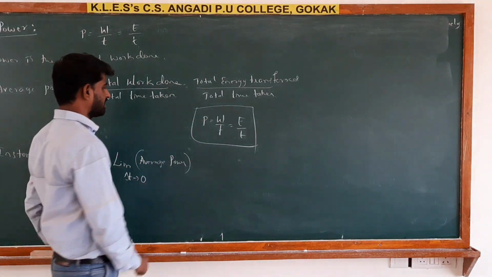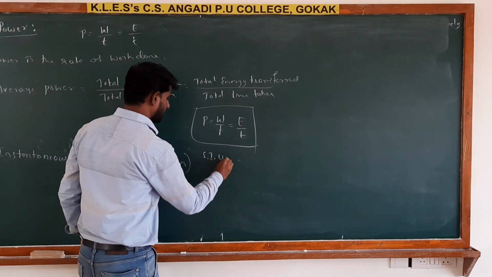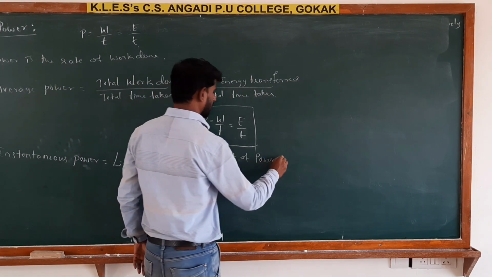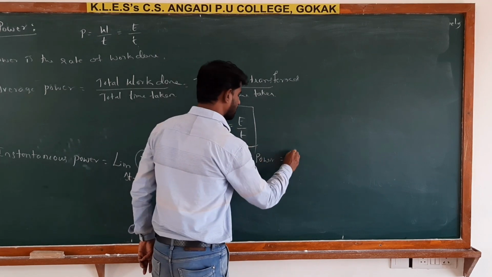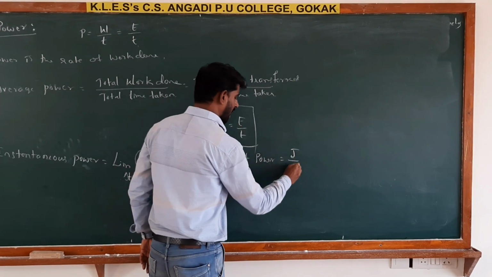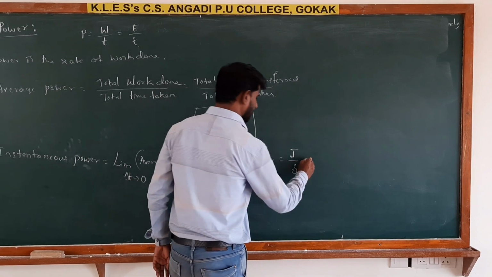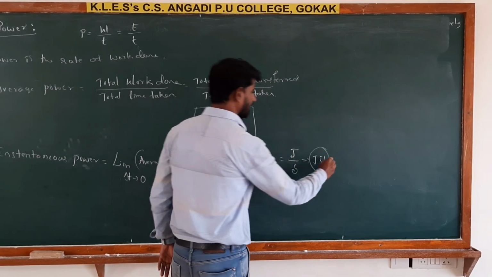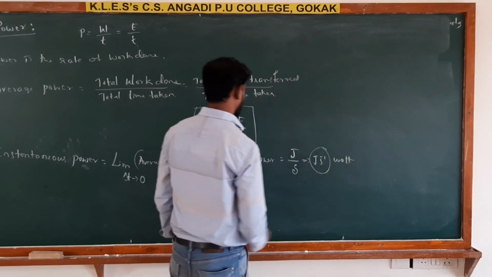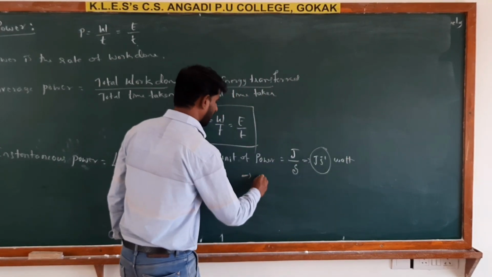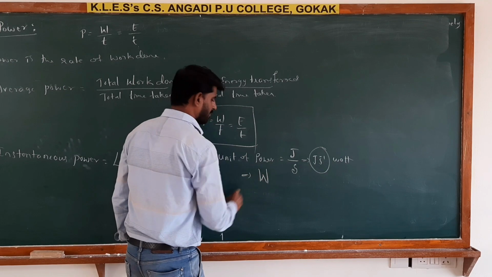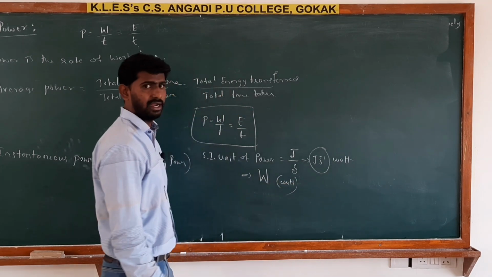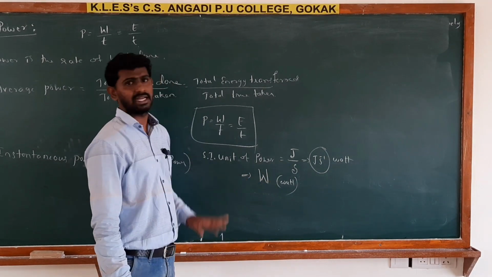I want to write the SI unit. SI unit of power is equal to, for work done, joule, and for energy also joule, divided by second, joule per second. This is termed the watt. SI unit of power is watt. You should write it with a capital W, or you can write it in words, WATT.